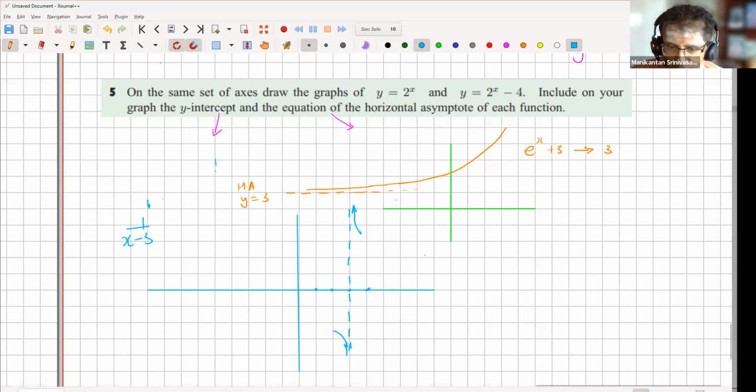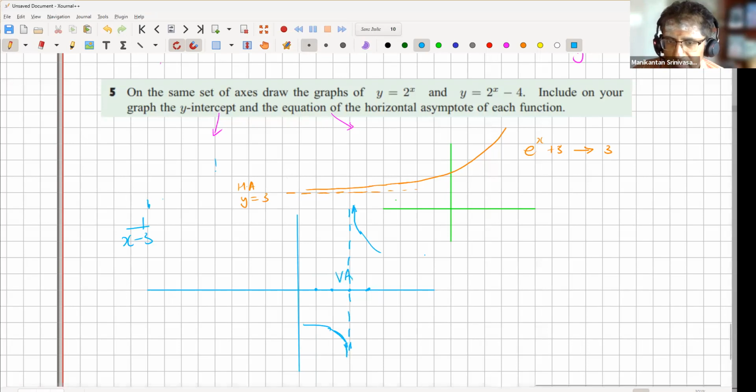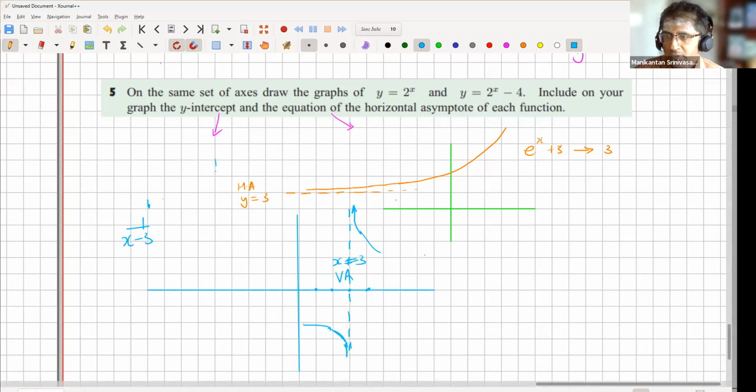In other words, the graph of this will look something like this. What happens later, that's a different story. But very close to this vertical line, the behavior will be like this. So it's a vertical asymptote where you don't reach this vertical asymptote at all. The equation of this vertical asymptote is x equal to 3. So that's the concept of horizontal and vertical asymptote.